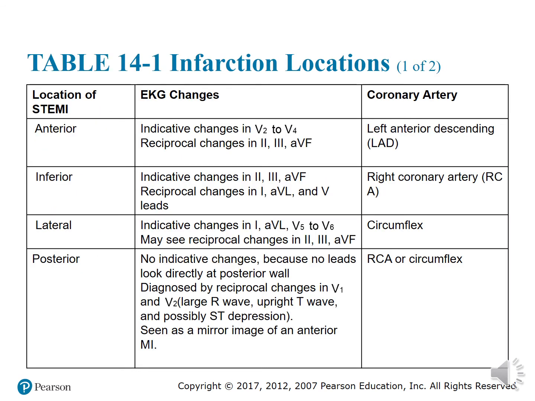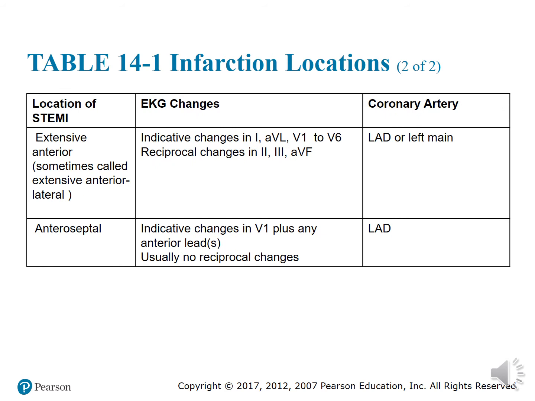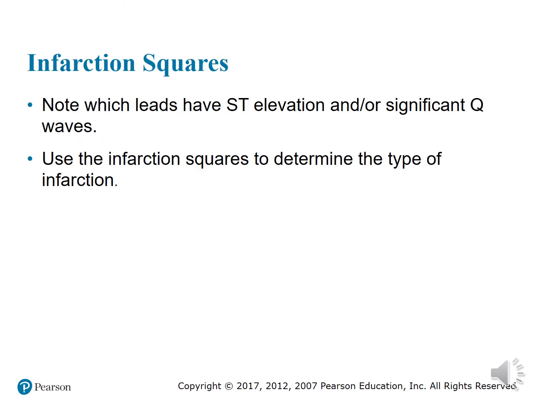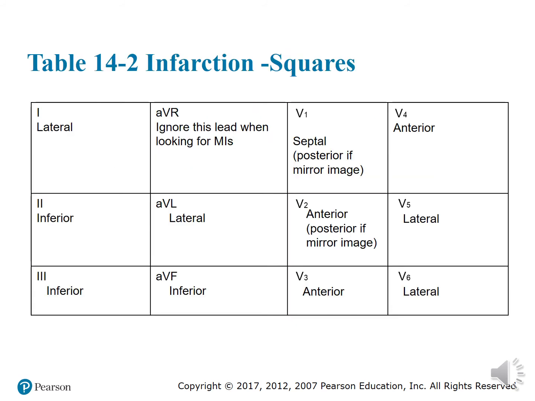All right, so we're on 14.1. Again, I want you to look back at table 3.3 on page 38 and see how everything lines up. Now, the infarction squares. Note which leads have ST elevation and a significant Q wave, and use the infarction squares to determine the types of infarction. So this is what your infarction squares look like.